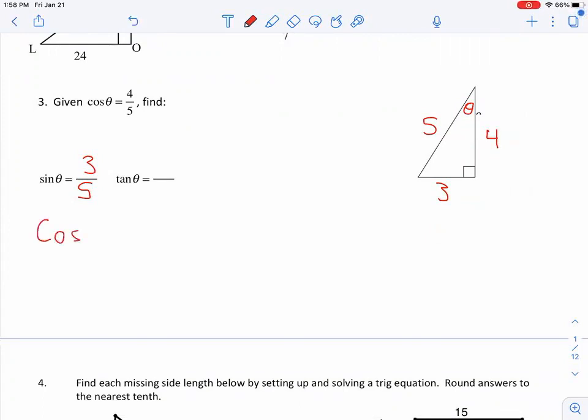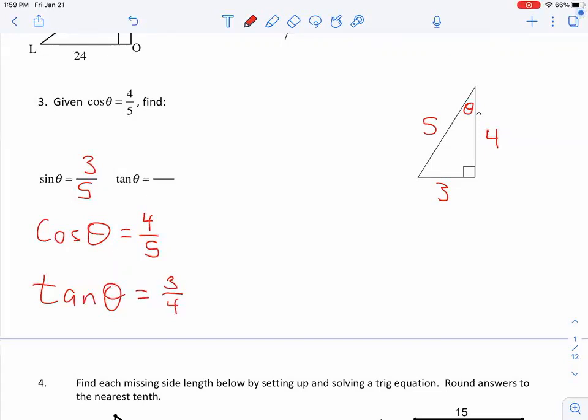The cosine, I'm going to write the cosine under here. The cosine of theta is the adjacent over hypotenuse, which is 4/5. The tangent of theta. So again, here's the angle. Tangent is opposite over adjacent, so it's 3/4. All right, any questions on how we found the sine, cosine, and tangent on that?